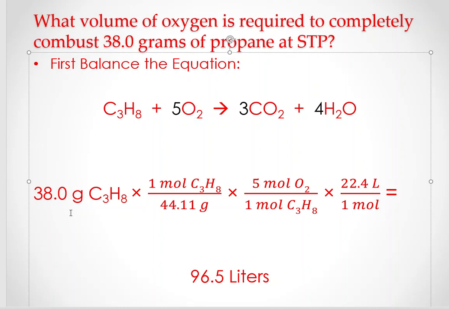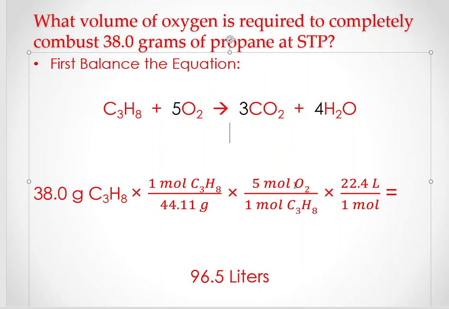We move to step two. Take what I'm given, convert it to moles. I was given grams of propane. I convert it to moles of propane by dividing by propane's molar mass, okay? Now mole ratio step, it's asking about oxygen, so 5 goes on top. I have propane, so 1 goes on the bottom, 5-to-1 ratio, okay?